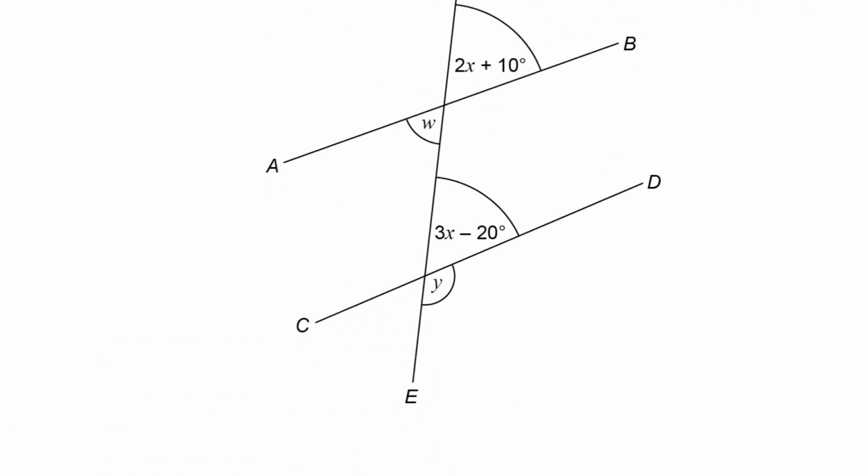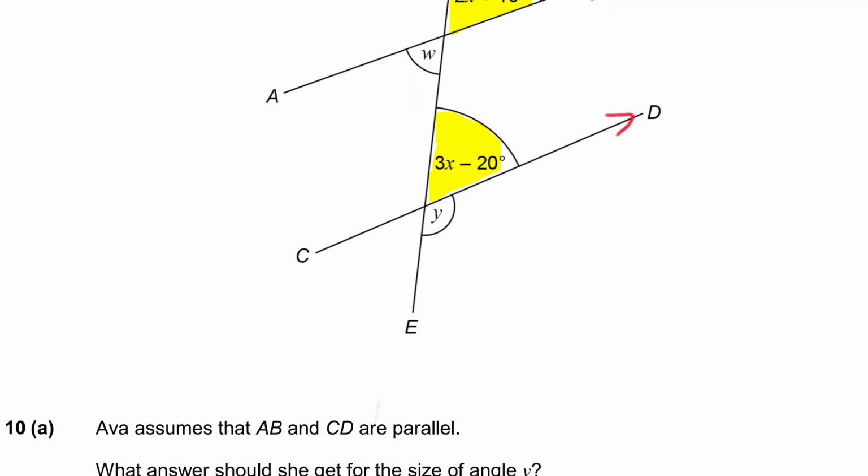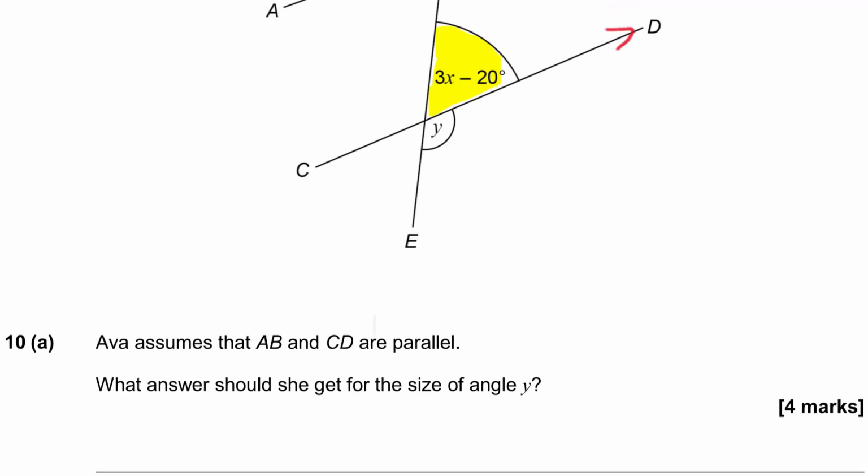So if A, B and C, D are parallel, so this one is parallel to this, then what should she get for angle y? Well, if they were parallel, then this angle here and this one up here are going to be corresponding, aren't they? And therefore they're equal. So 2x plus 10 is going to be equal to 3x minus 20. So we can use that fact to form an equation in x that we can go on to solve.